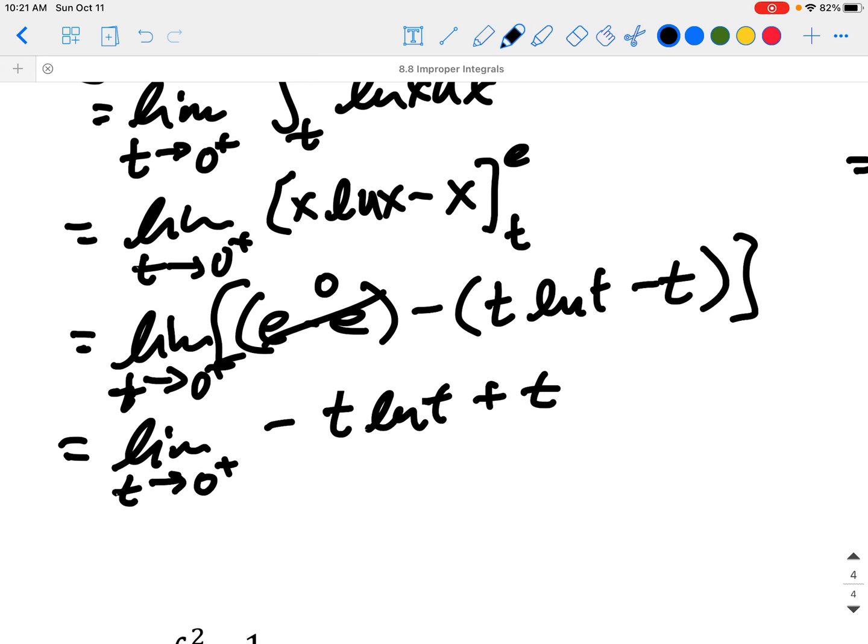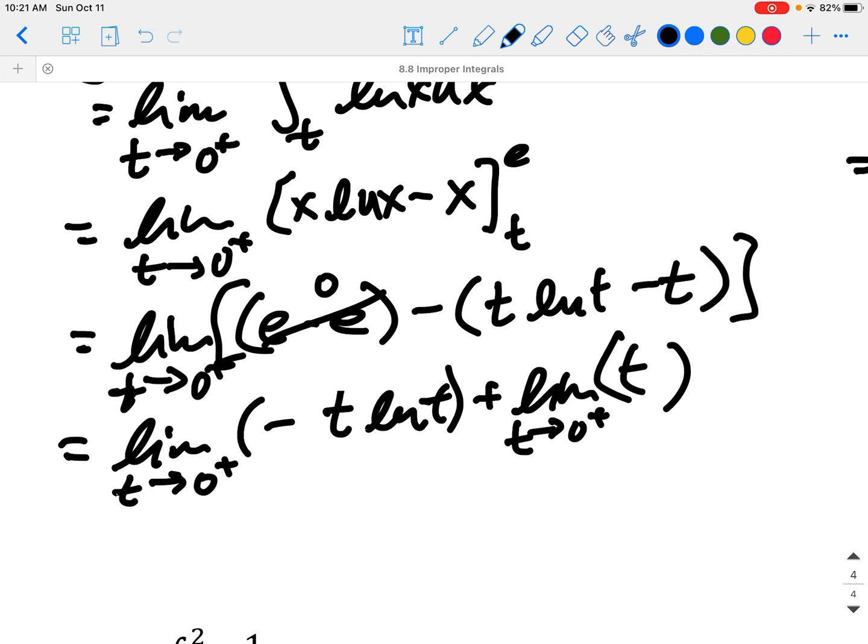Now the t is just going to become 0. But now the question is, what about this t ln of t? Because t is approaching 0, but ln of t is going to be approaching negative infinity. So we're going to have to apply L'Hopital's rule here for that term. So we can split the limit as each one of those terms, and then we know that this value is just going to equal 0. So it's going to disappear.